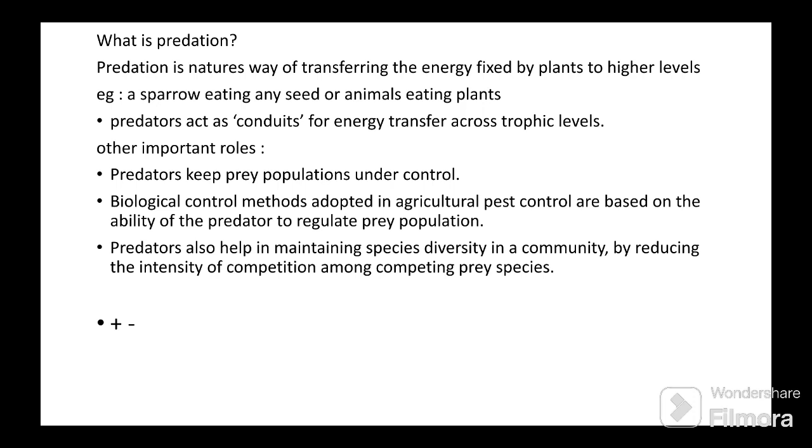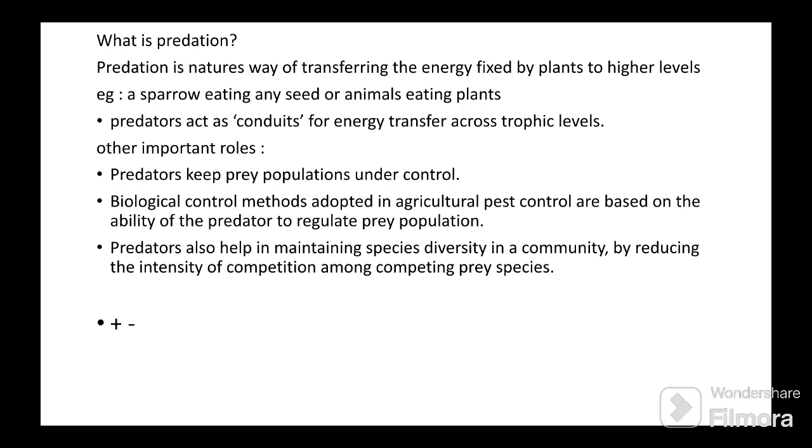Okay, the predators act as conduits for energy transfer across the trophic levels. What do you mean by this? The predators are acting as channels for transferring the energy across the different trophic levels. Okay, what are the different roles played by the predators?